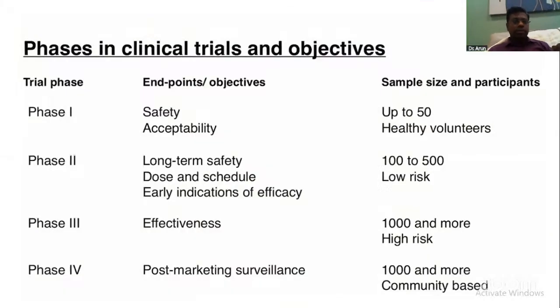Okay, coming to phases in clinical trials and objectives. There are mainly four phases in clinical trials. The endpoint of the first phase is safety and acceptability. The sample size here is up to 50, and they will test among healthy volunteers. If this phase passes and they observe that it is safe and there are no major complications, then the clinical trial moves to the next phase, that is phase 2.